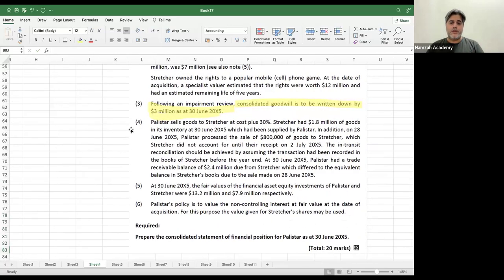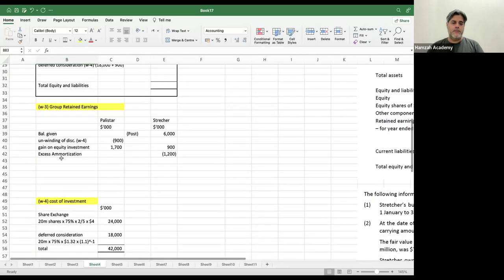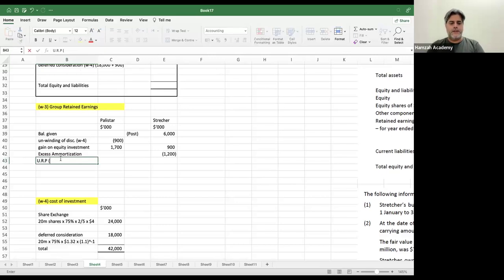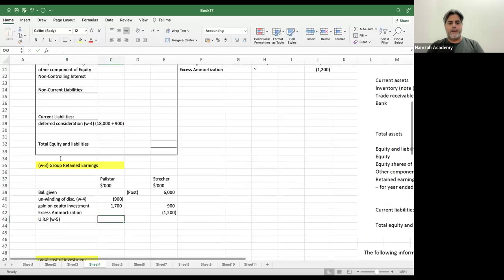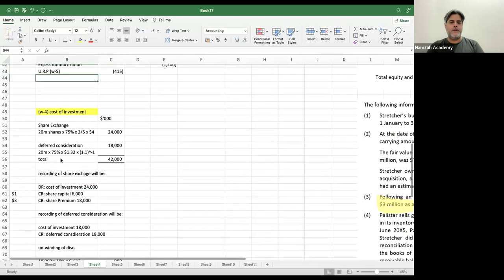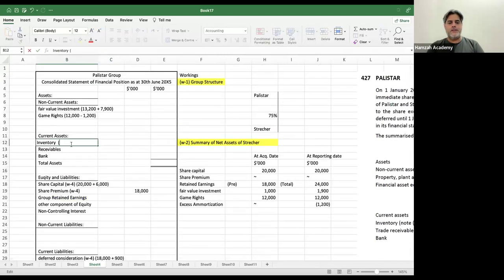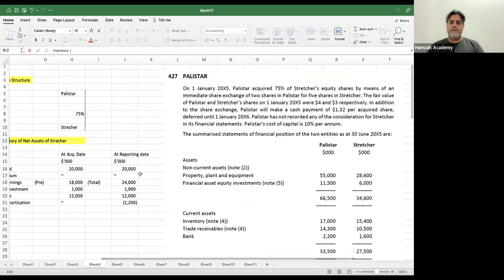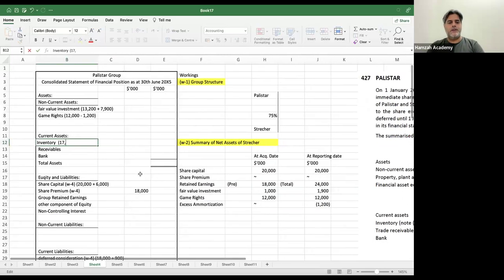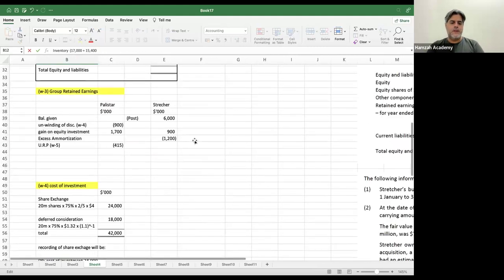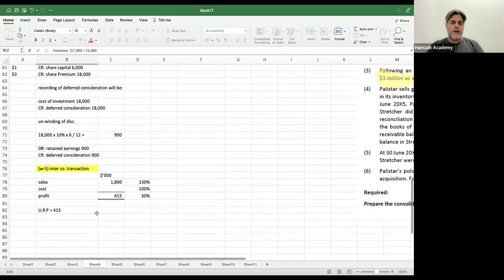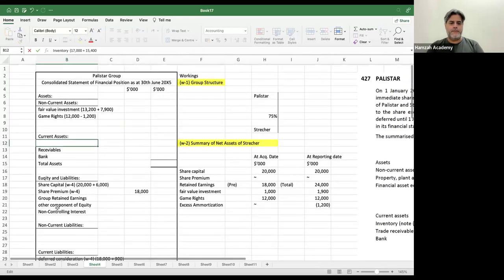Pelister has sold the goods to Stretcher, right? So I'm going to go over here and write unrealized profit, working 5, and the amount is 415. I'm going to minus this 415 from here. I'm going to go into the inventories. I'm going to write 17,000, 15,400. This is the parent's, this is the subsidiary's, and then we have to minus the 415 from here.